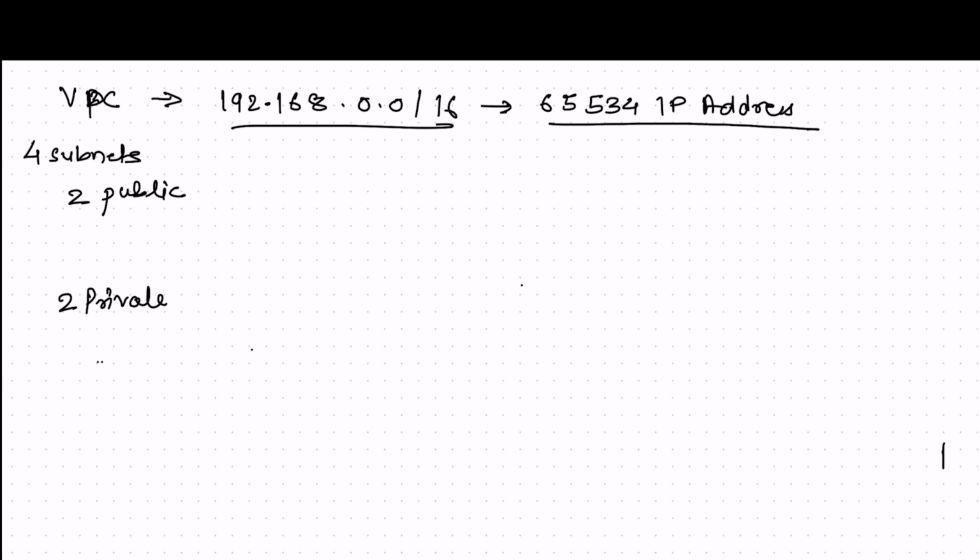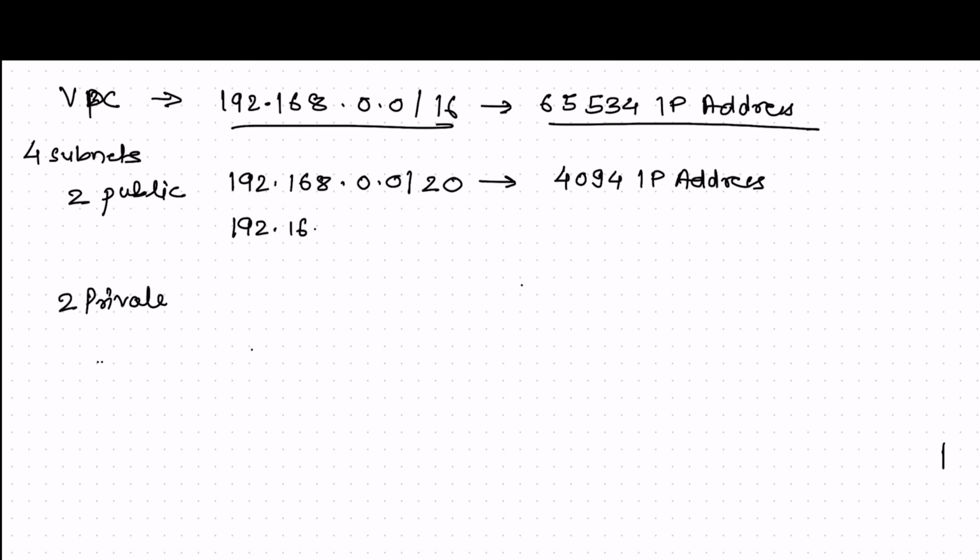So let's just consider their CIDR ranges. Let's say 192.168.0.0/20, which is going to provide us 4094 IP addresses. And the other one we are going to create is 192.168.16.0/20. This will also provide us 4094 IP addresses.